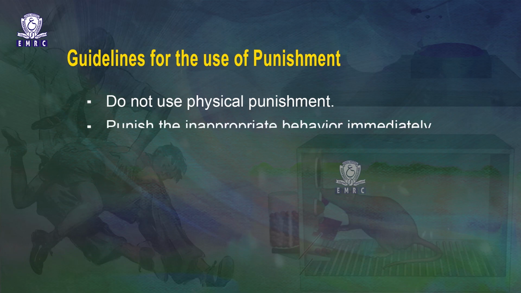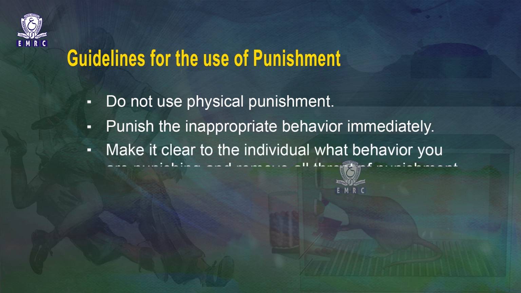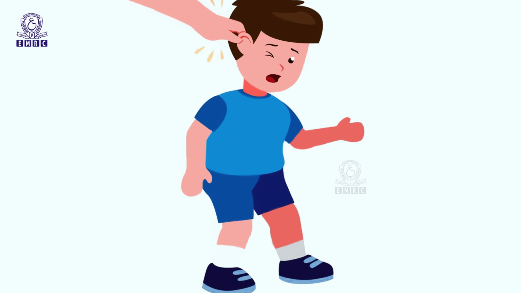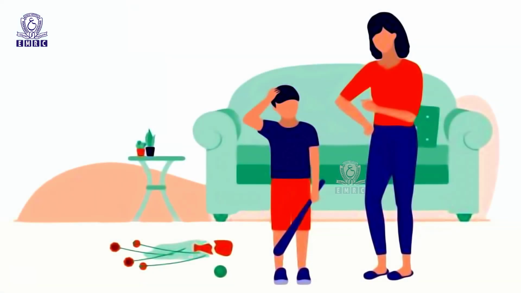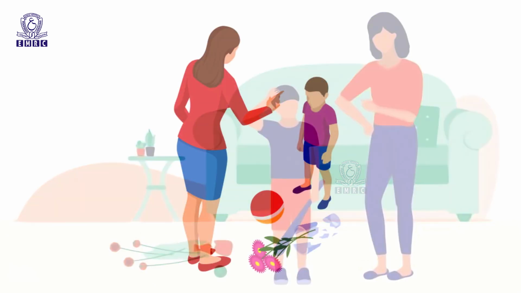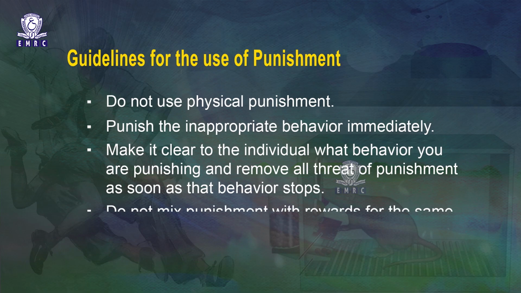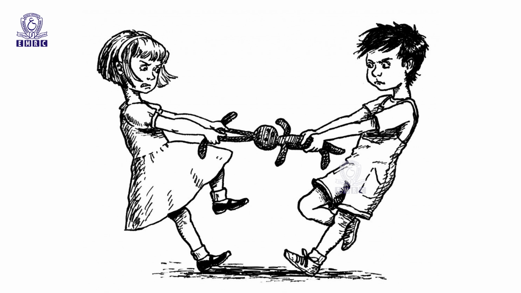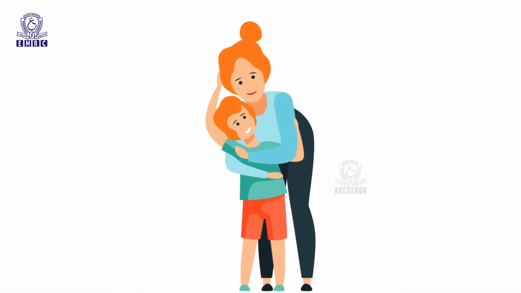2. Punish the inappropriate behavior immediately. 3. Make it clear to the individual what behavior you are punishing and remove all threat of punishment as soon as that behavior stops. Do not punish people, punish specific behaviors and stop punishing when the inappropriate behavior stops. 4. Do not mix punishment with rewards for the same behavior. For example, do not punish a child for fighting and then apologetically hug and kiss the child you just have punished.